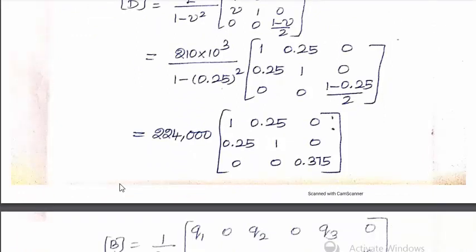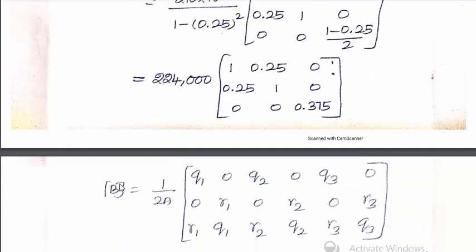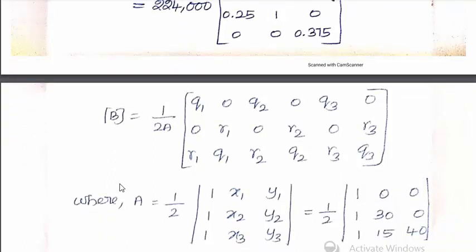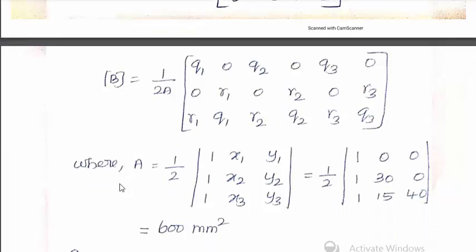Then the B matrix is nothing but the strain displacement matrix. For calculating the stress matrix, we have to calculate this matrix also. The known formula for the B matrix is 1 by 2A and this matrix, where A is the area of the element, which can be directly calculated using the formula 1 by 2 into the determinant of 1 x1 y1, 1 x2 y2 and 1 x3 y3. All the coordinate positions of the given CST are known, so by substituting them we arrive at the area as 600 millimeter square.